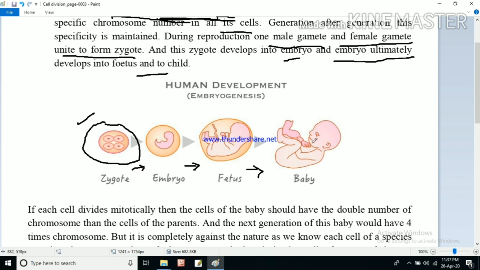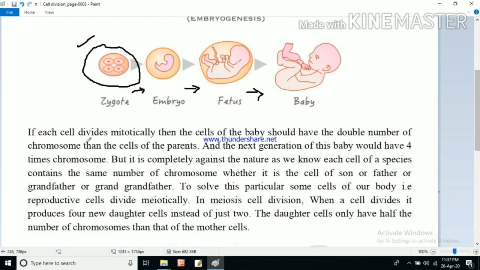If you see here, if each cell divides mitotically, that is, if all cells, reproductive cells and body cells, divide mitotically, then the cells of the baby should have double the number of chromosomes than the cells of the parents. We have already seen this about mitosis.